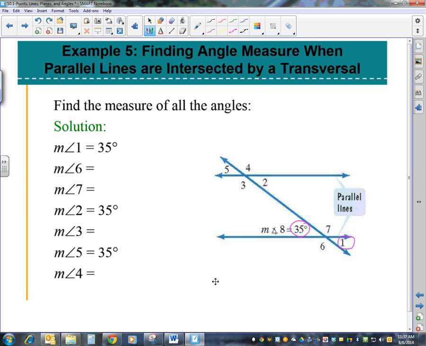And then from there, it doesn't matter which one you do, whether you do 1 and 6, 1 and 7. These two are along a straight line, all lines are straight, or form a straight angle, so they're supplementary. They add up to 180. So if I know this one, then I'm going to subtract it from 180 to get the answer. And then from there, I'm going to go vertical to 7, 145, alternate to 3, 145, and then vertical to number 4. But again, it does not matter the order that you do these.